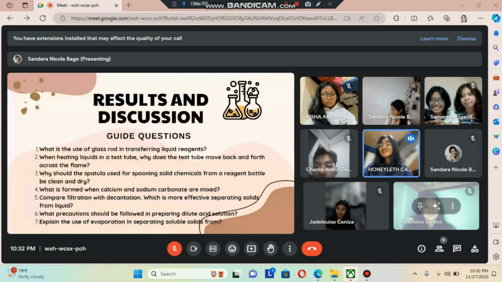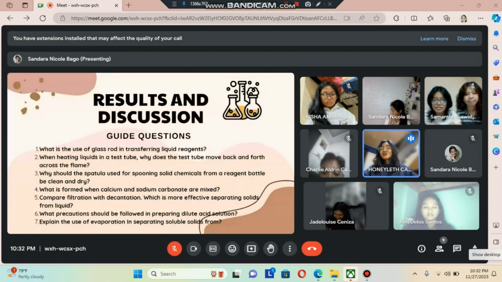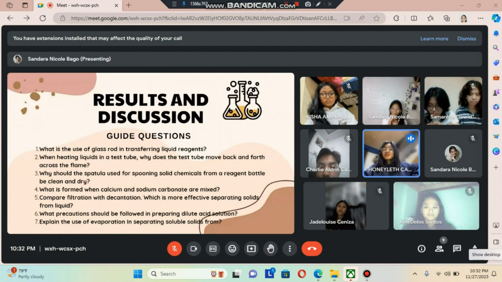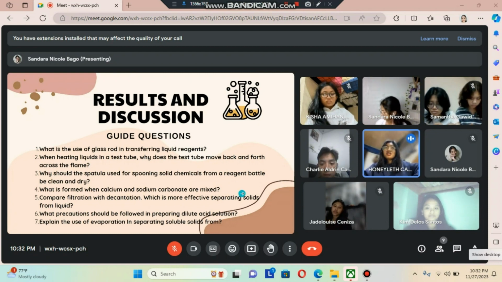So let's now proceed to the guide questions. Question number 1. What is the use of glass rod in transferring liquid reagents? The use of glass rod in transferring liquid reagent is preventing the liquid from running down the side of the vessel from which it is poured. So in simple words, the glass rod is used to prevent the liquid reagent from spilling and to transfer the liquid reagent smoothly to another container.